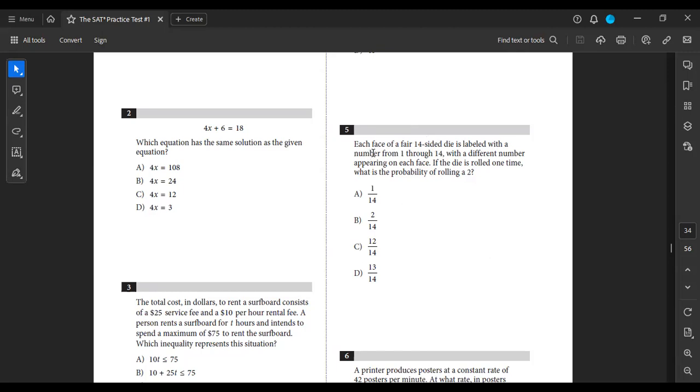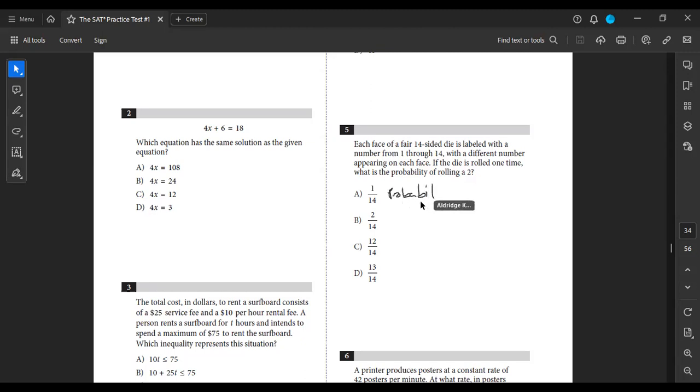So each face of a 14-sided die is labeled with a number from 1 through 14, with a different number appearing on each face. So 14 sides, and each side has a different number, 1, 2, 3, 4, 5, all the way to 14. If the die is rolled one time, what is the probability of rolling a 2? What do you guys think the answer is here? It's 1 over 14. Each side has a different number. Only one of them can have a 2.